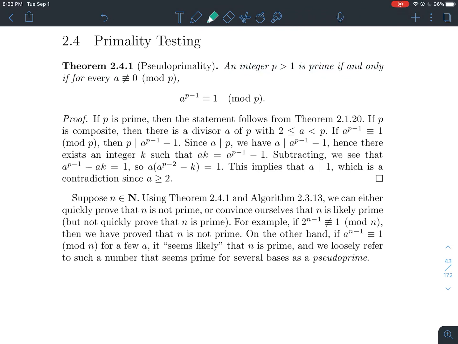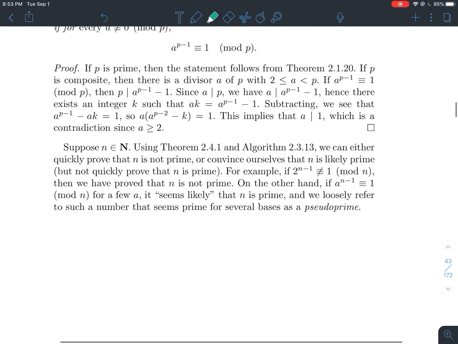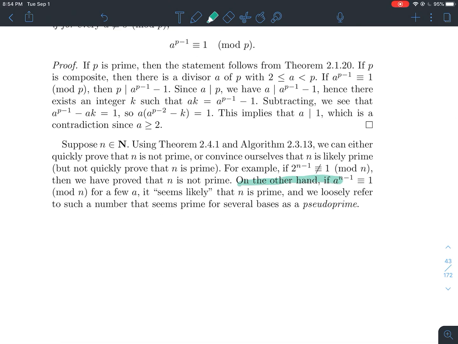On the other hand, what is nice about it, well, this says as soon as you find one base a where this equivalence fails, then p is not prime. So in fact, really maybe the upshot of this theorem is it's easy to check and see if something's composite. And by the way, down here, maybe I kind of got ahead of myself a little bit there. So this paragraph just kind of talks through what I was just saying as well. So we're either quickly going to prove that n's composite, or we're just going to try to convince ourselves that n is pretty likely prime.